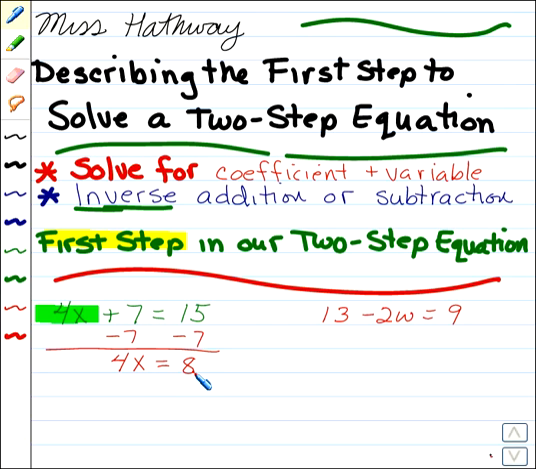4x equals 8. The second one, we want to solve for negative 2w. When we solve for negative 2w, this is a positive 13. We must do the opposite, negative 13. Negative 2w equals negative 4. We have solved for the coefficient and the variable of negative 2w.